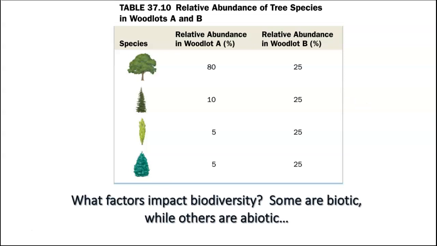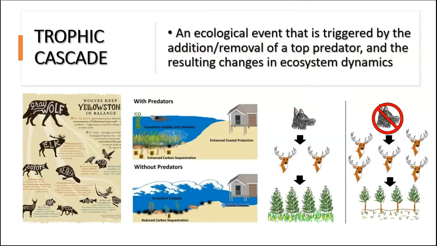Some of those have to do with living things, while some of them have to do with non-living components, the abiotic components of the ecosystem. So one thing that happens sometimes in ecosystems is something called a trophic cascade. A trophic cascade is an ecological event triggered by either the addition or removal of a top predator, and the changes in the dynamics of the ecosystem and how that affects the species richness or the biodiversity of the ecosystem. And so we're going to look at a couple of different examples.